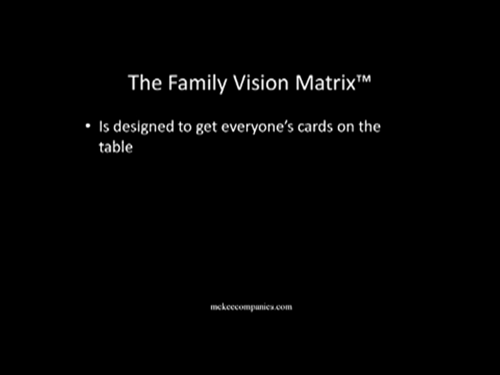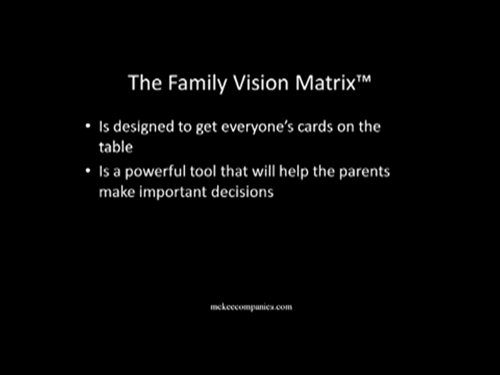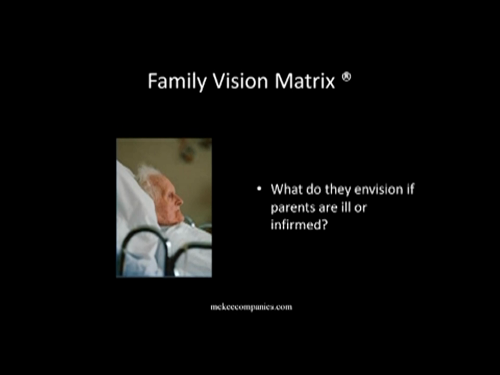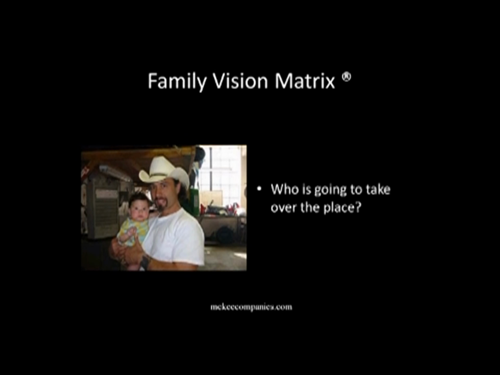The first tool is the Family Vision Matrix, and that's designed to get everybody's cards on the table. It's a powerful tool that'll help the parents make important decisions. And here are some of the issues that we're always looking at. How do the parents envision their retirement years, but how do the children envision the parents' retirement years? What do they envision if parents are ill or infirmed? Who's going to take over the place?